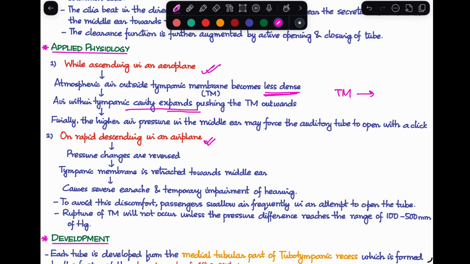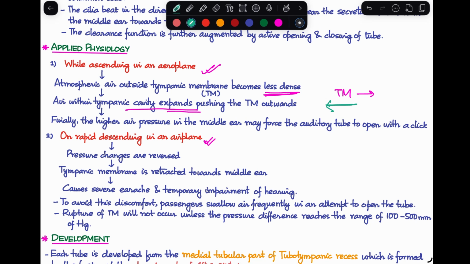When you're descending very rapidly in an aeroplane, again, the pressure change gets reversed from what we just learned. So now in this case, the tympanic membrane starts getting retracted inwards towards the middle ear. As a result of this, we have severe earache and temporary impairment of hearing. Not all of us, obviously, some of us. To avoid this discomfort, we often try to swallow air frequently. A lot of people even use chewing gums. That also helps you in trying to open the Eustachian tube.